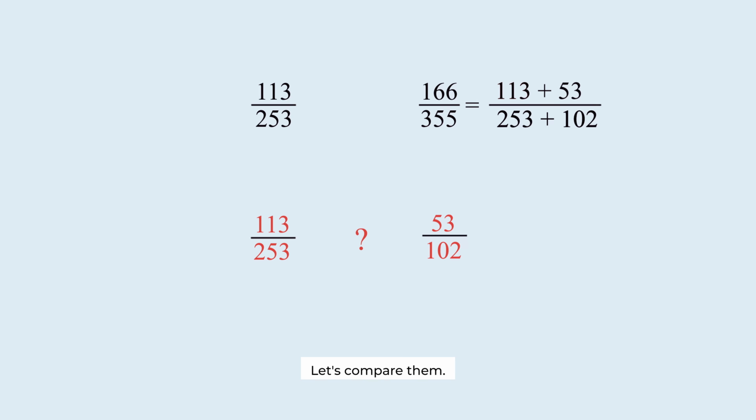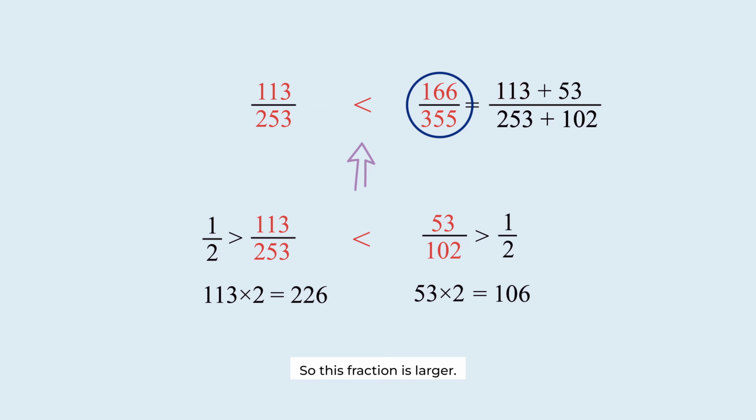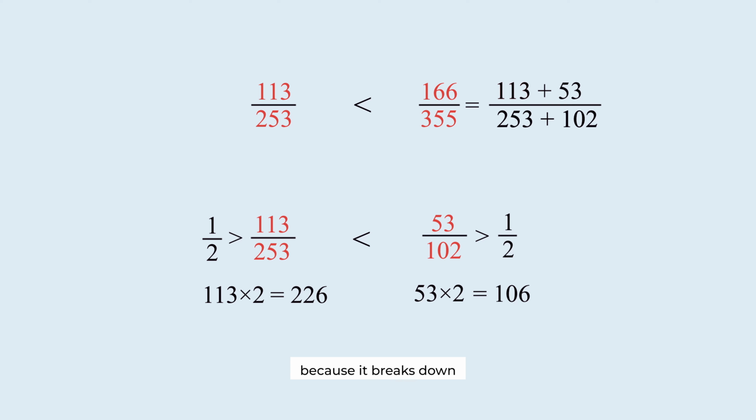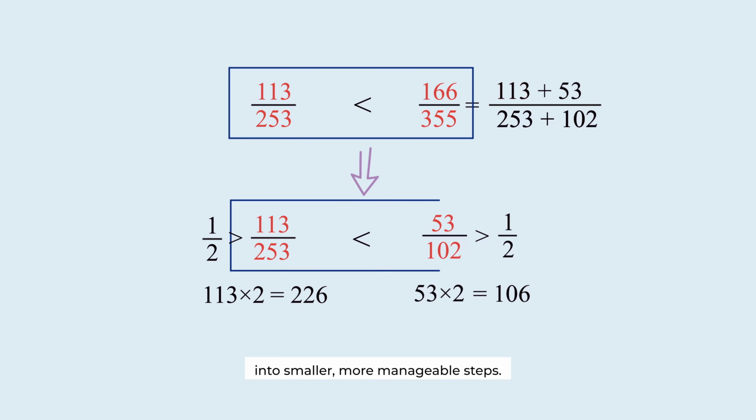Let's compare them. Twice 113 is 226. So this fraction is less than 1/2. Twice 53 is 106. So this fraction is greater than 1/2. This fraction is larger. So this fraction is larger. This method is simple and effective because it breaks down complex fraction comparisons into smaller, more manageable steps.